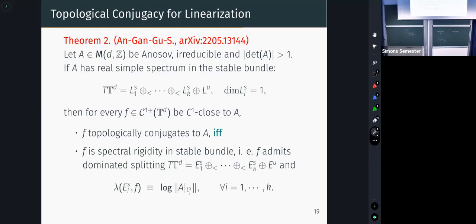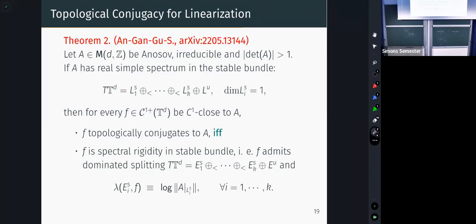Every bundle is one dimension. Okay, and then we consider some F, which is C^(1+alpha) smooth and also C^1 close to A. It is a local thing, a local perturbation. And we show F is topologically conjugate to A if and only if F is spectrum rigid in the stable bundle. That means you have a dominated splitting, from 1 to k bundles, in the stable and E^U, and in each one-dimensional bundle, the Lyapunov exponents of F are always equal to the Lyapunov exponents of A in the corresponding index bundles.